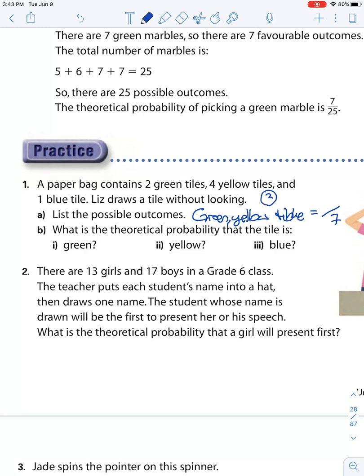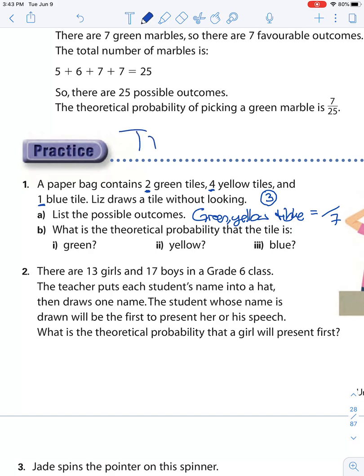So I think that I said yesterday that there would have been only 3 in this case. Yeah, that was not correct because we have to make sure we're taking into consideration the amount that are within. Okay? All right, so now what is the theoretical probability the tile is going to be green?